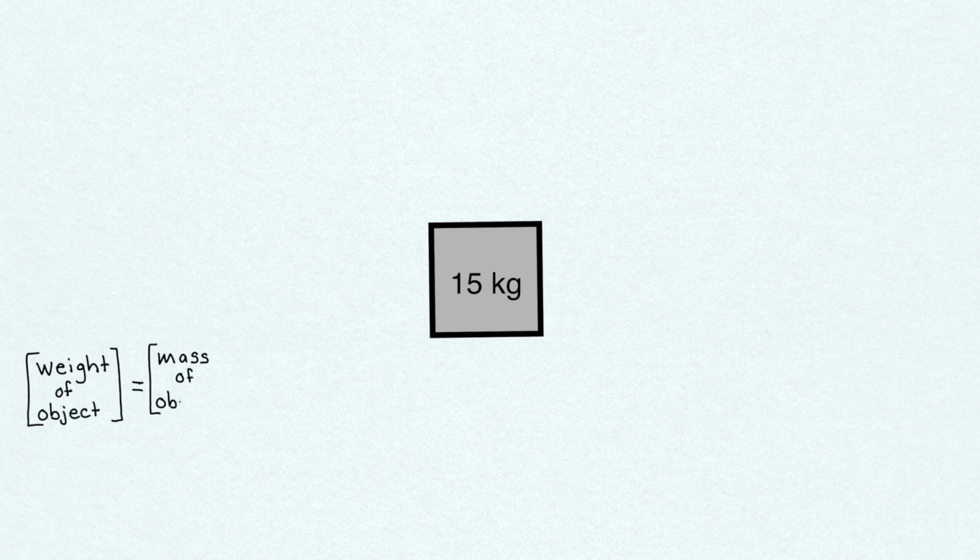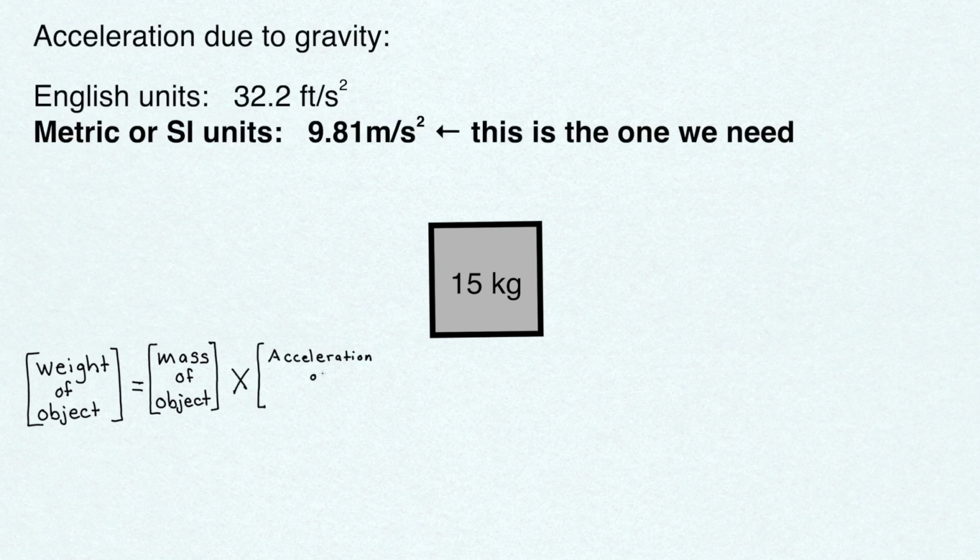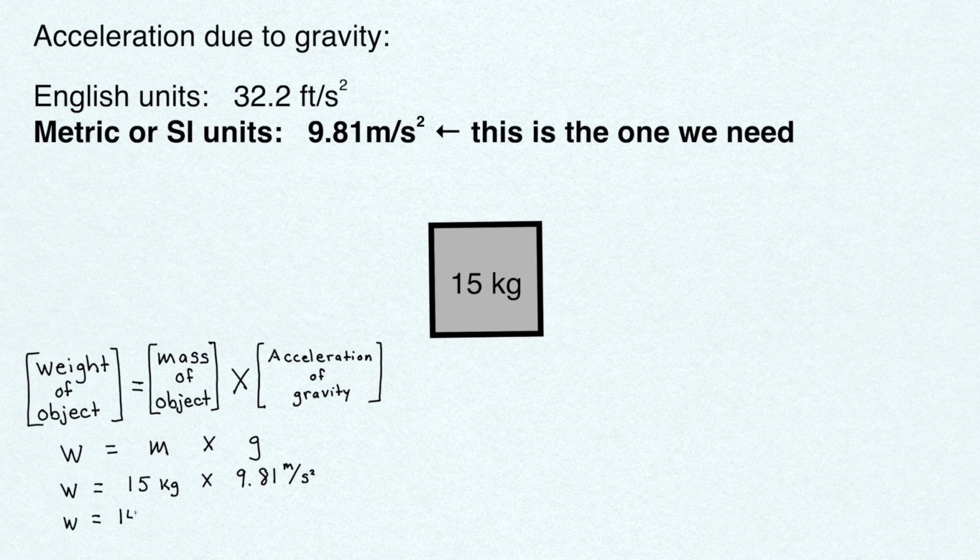So in this example, we have an object whose mass is 15 kilograms. And since kilograms are a unit of mass, we have to multiply it by gravity, which is about 9.81 meters per second squared, which is for SI / metric units. And we get 147.15 newtons of force acting straight down. So then we label the free body diagram as such.